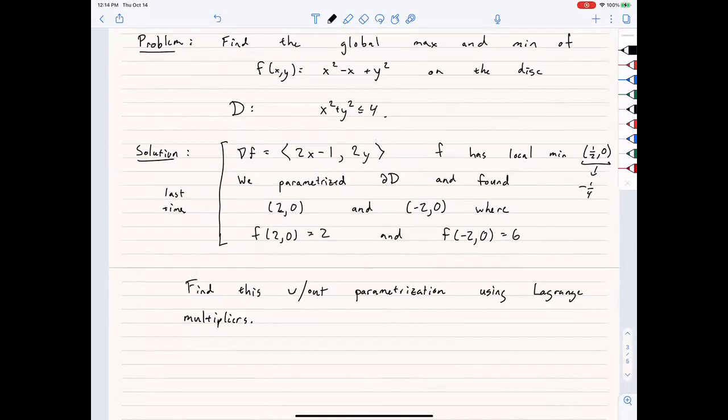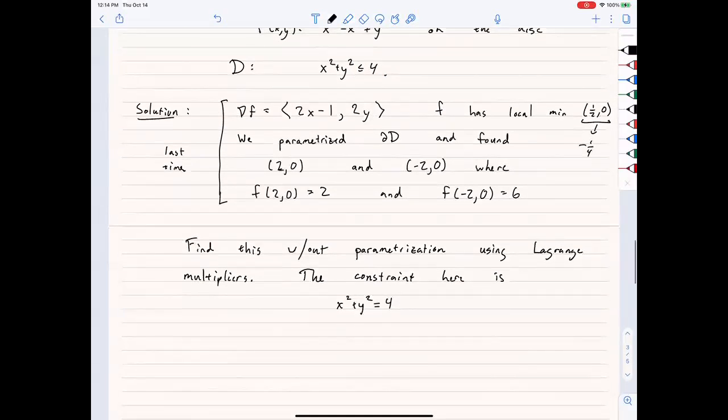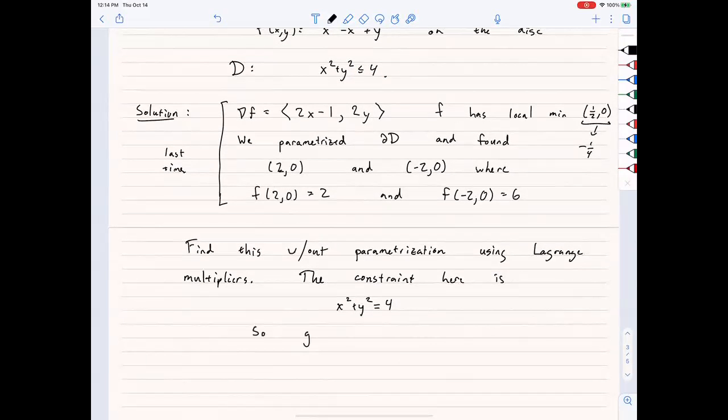We need our function g. Well, this boundary is where we're looking at the constraint. And the boundary is precisely when we take this inequality and make it equality. So the constraint here is just x squared plus y squared equals 4. And if you want to write that as an equation g equaling 0, you can take g of x, y to equal x squared plus y squared minus 4.